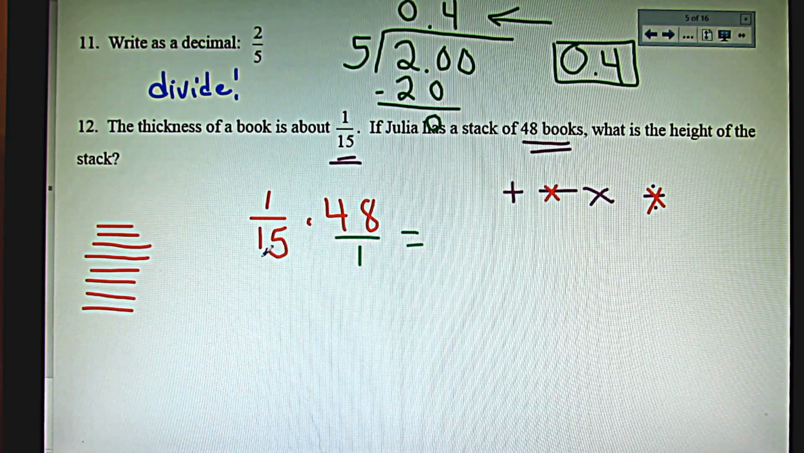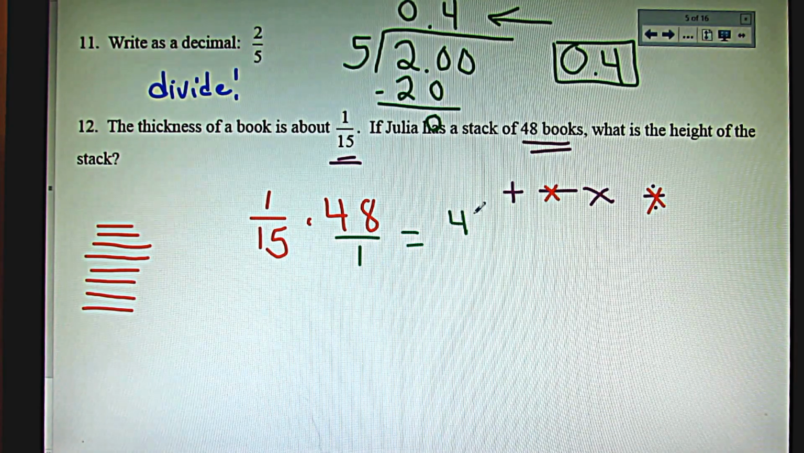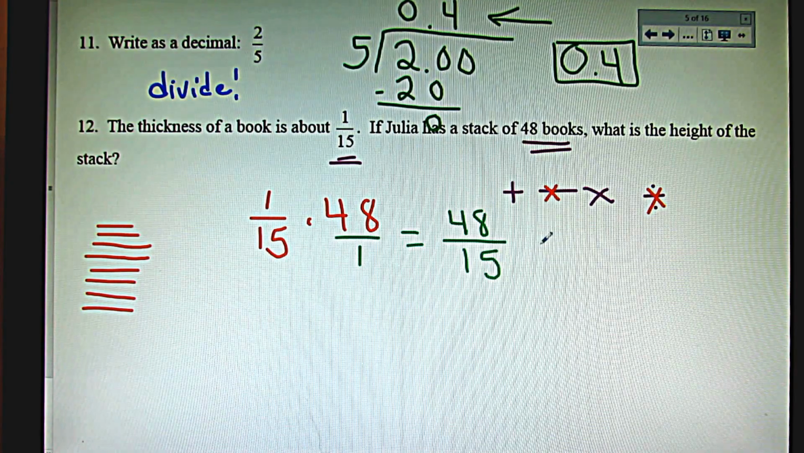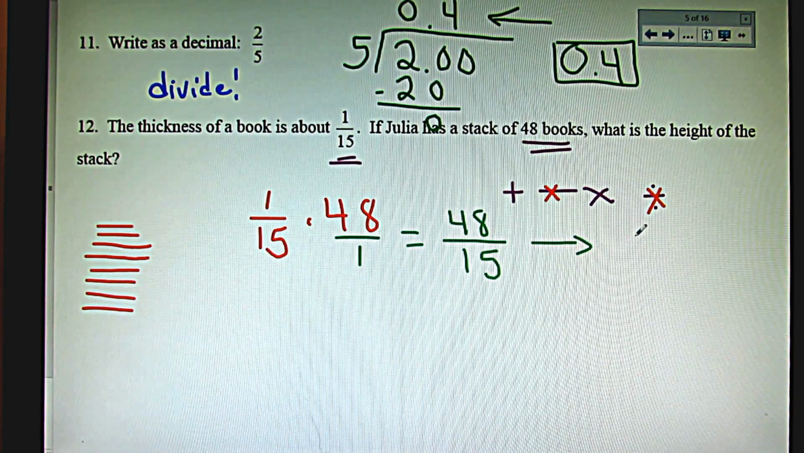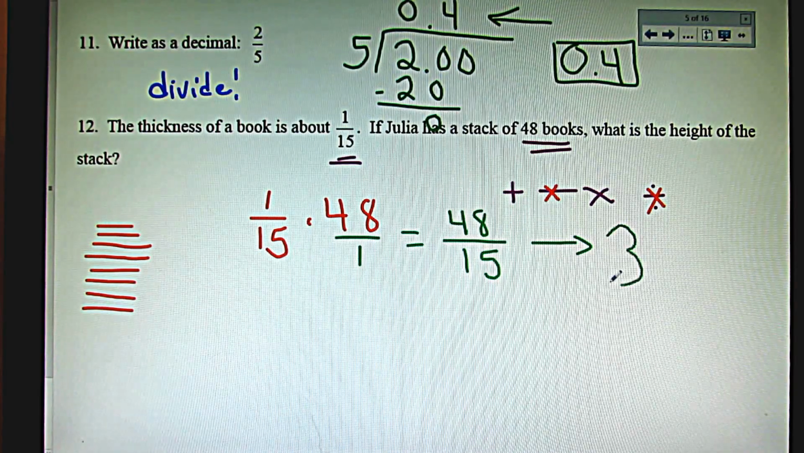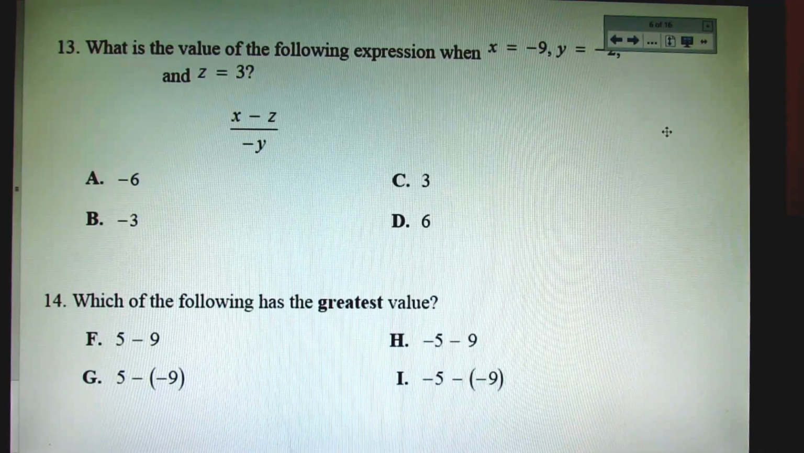And now I'm going to multiply straight across. 48 times 1, 48. 15 times 1, 15. And if you really want to know what this is, you can just put it in the calculator. In the calculator, your final answer is 3.